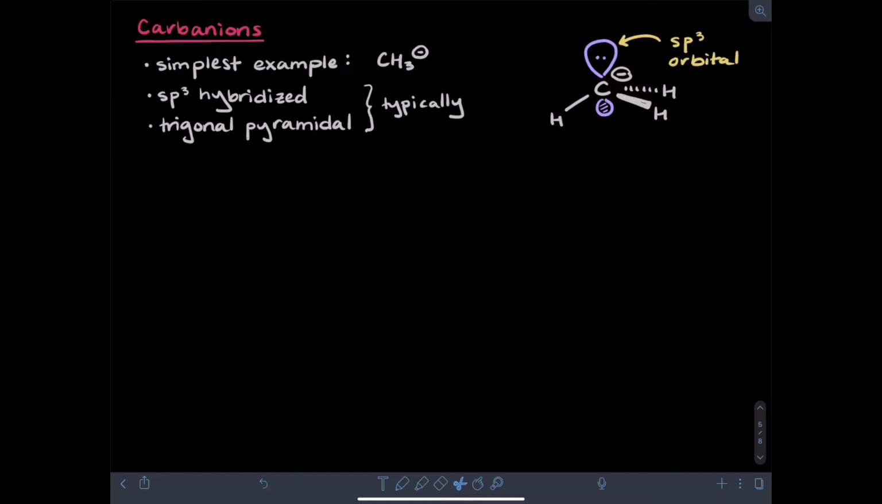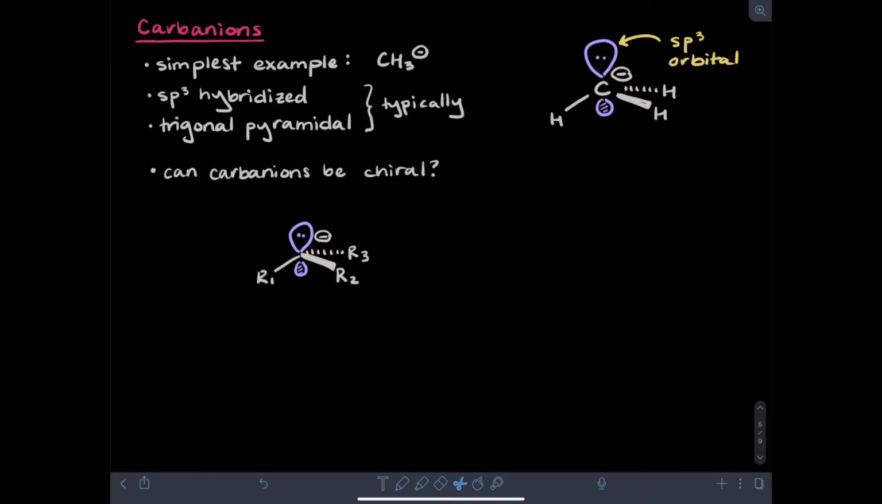I next want to talk about carbanions. The simplest example of this would be the methyl anion. In contrast to carbocations, these have 4 electron groups around carbon. You have your 3 bonds, but now you have a lone pair. And because you have 4 groups around carbon, these are sp3 hybridized. The carbon would be trigonal pyramidal, and the lone pair occupies an sp3 hybrid orbital. One thing worth considering is, could carbanions be chiral?